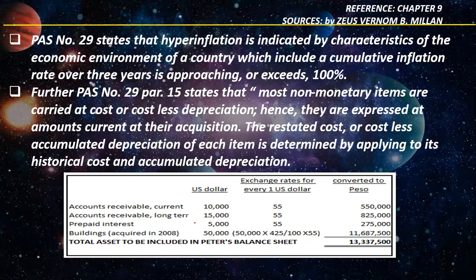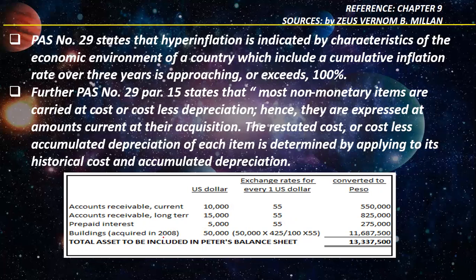Then same with account receivable long-term. This is a receivable in a fixed and determinable amount, so meaning considered as monetary items. So no need to restate. Same with prepaid interest. Nakalagay doon sa table natin, si prepaid interest, part siya sa monetary items. And then monetary items of the current balance need not be restated. So automatically, let's just multiply it to the closing exchange rate.